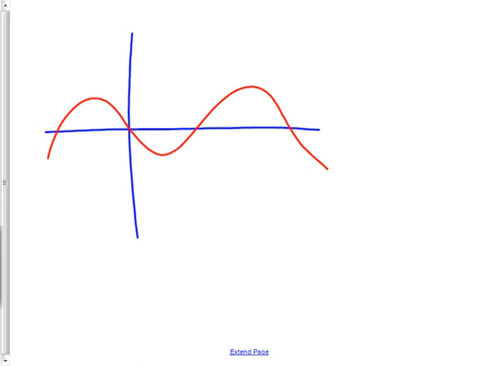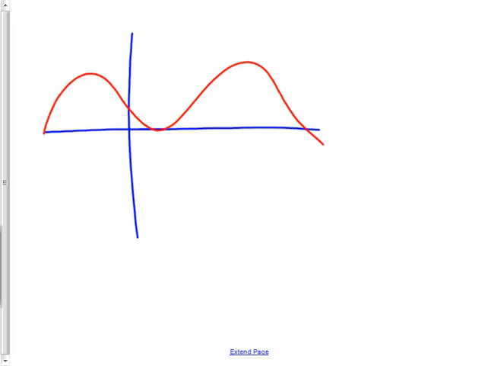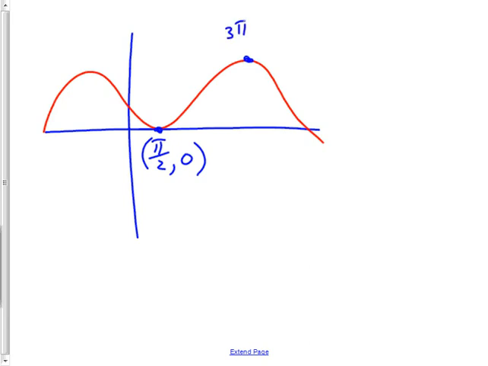Okay, but what if I were to shift the whole thing up to like here? Yeah, that would be like sine plus 1. It would just mean the whole thing got moved up. But now, this spot right here, let's say I said it was pi over 2, comma 0. And this spot right here, let's say I said it was 3 pi over 2, comma 2, are a minimum and a maximum.